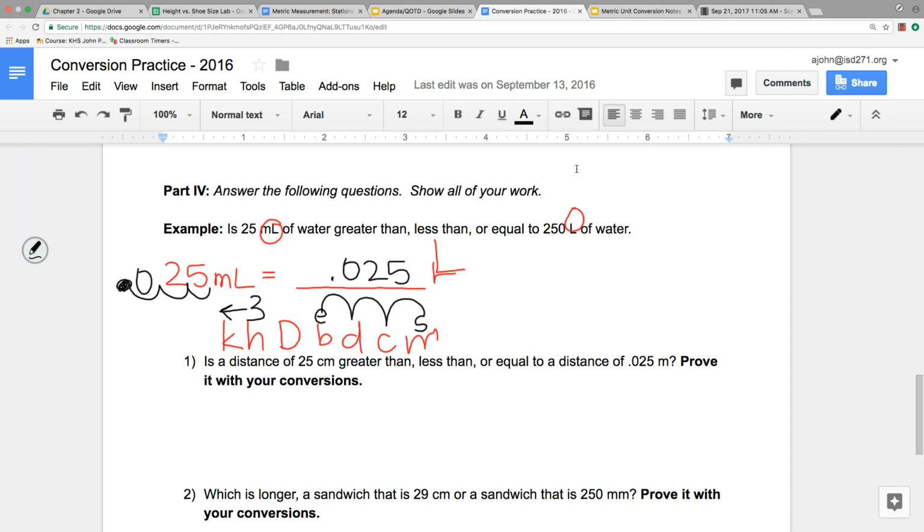Now I can compare. Is 0.025 liters greater than, less than, or equal to 250 liters? It is much smaller. Be careful when you answer these questions that you do the conversion and then answer the actual question. So some of them don't have you say greater than, less than, or equal to. So be careful that you read the question carefully.